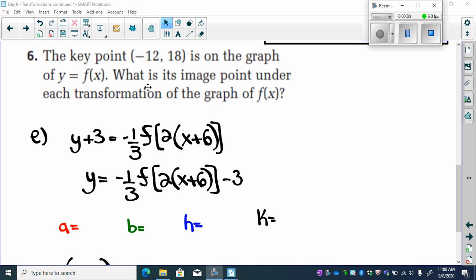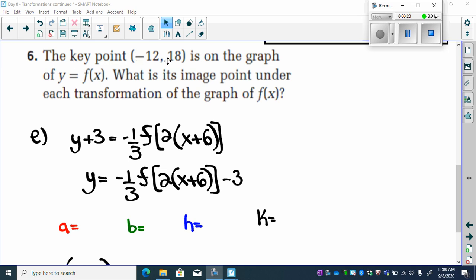We're going to continue on discussing transformations. So we'll start with a quick little refresher, and then we'll look at how to find an equation of a transformed function when you're given its graph. Okay, so for starters, we'll look at question 6 from the text.